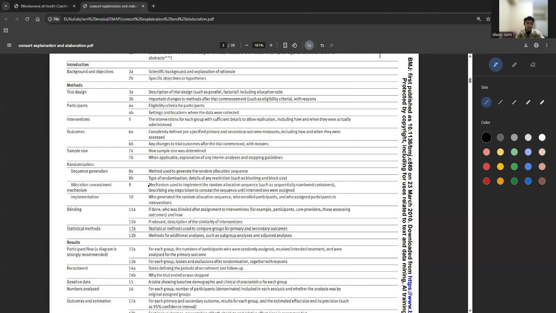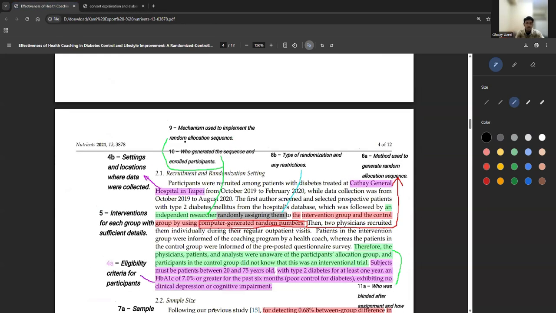Item 8, 9 is the mechanism used to implement the random allocation sequence, such as sequentially numbered containers, describing any step taken to conceal the sequence until interventions were assigned. So for item 9, the paper says the doctors, patients, and analysts did not know the group of assignment. So it is random. Next is item 10, who generated the sequence and enrolled participants.